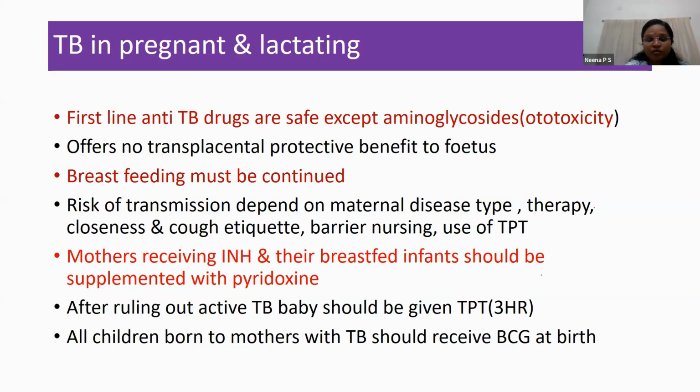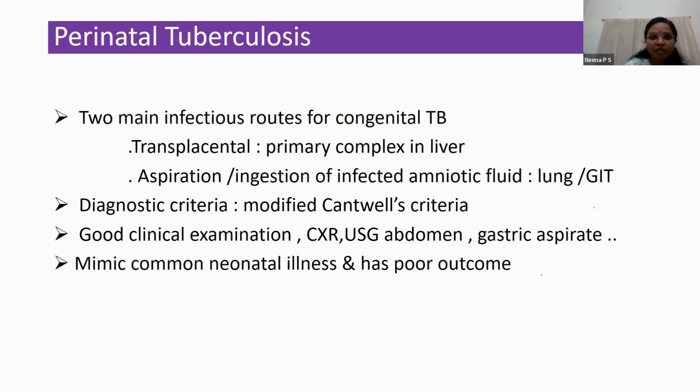And all the children who are born to mothers with TB should receive BCG at birth because it will prevent the fatal forms of tuberculosis. Now, the diagnosis of perinatal TB: you have basically 2 main infectious routes for congenital TB.